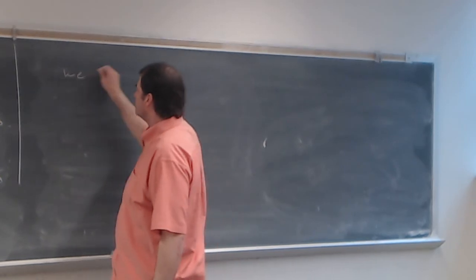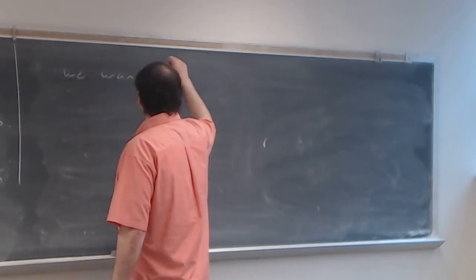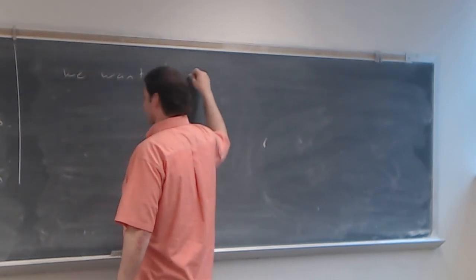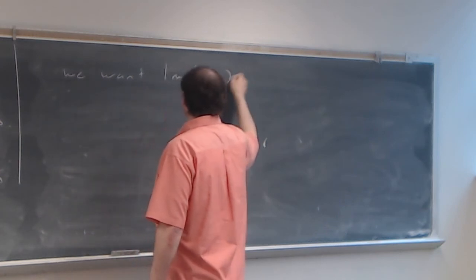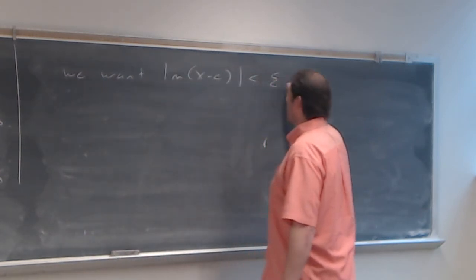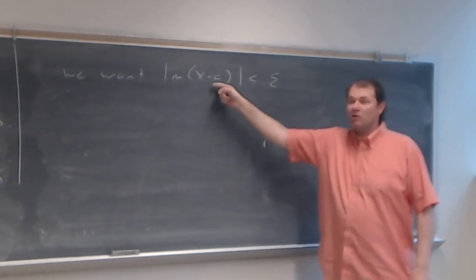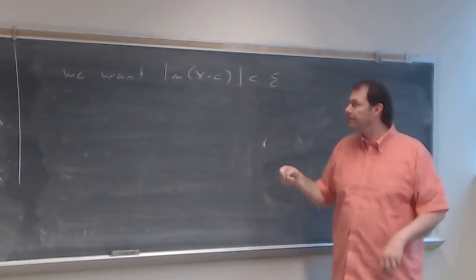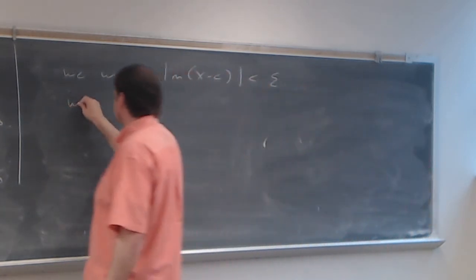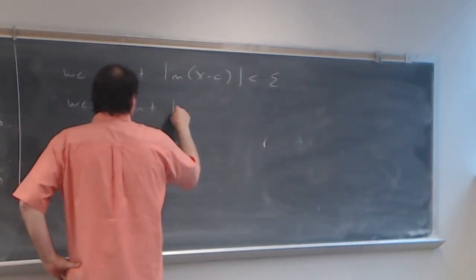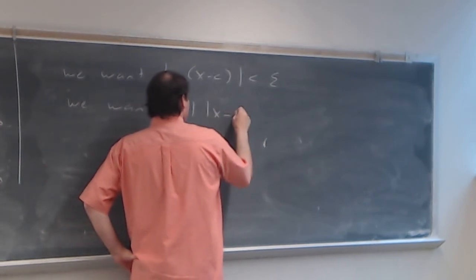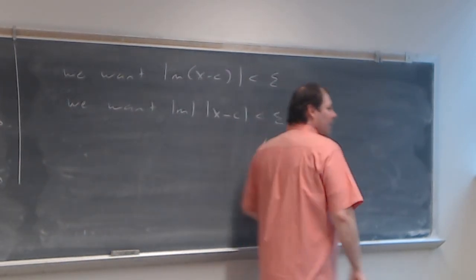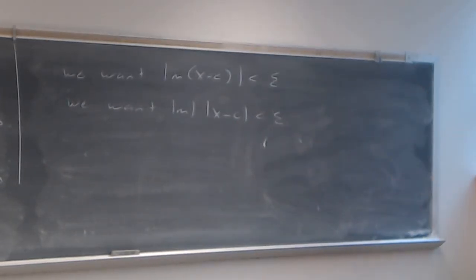So we want absolute value of m times the absolute value of x minus c to be less than epsilon. And this is beautiful in that I all of a sudden see the absolute value of x minus c, which is what I get to control, involved. So this means we want absolute value of m times the absolute value of x minus c to be less than epsilon. And so, John, you're correct. You thought very well about this.